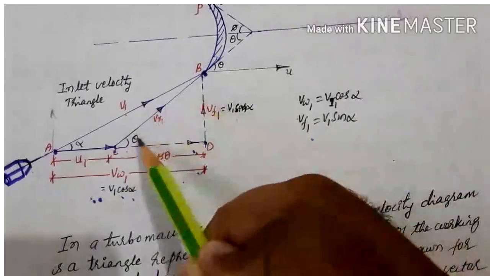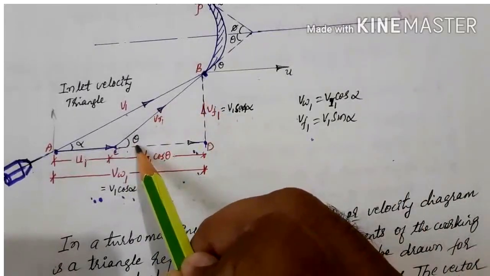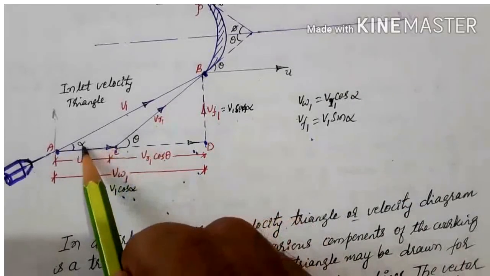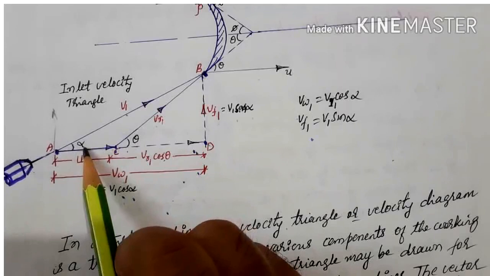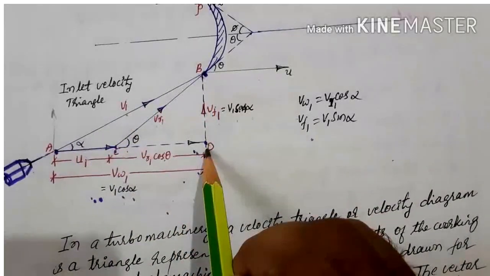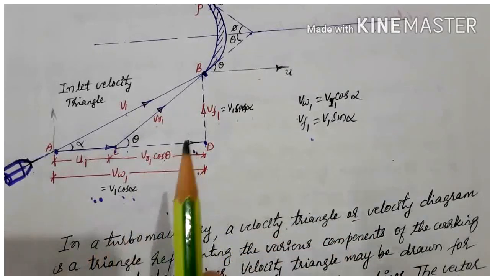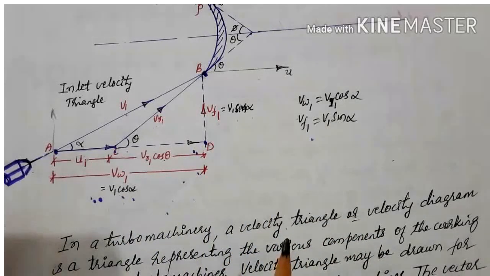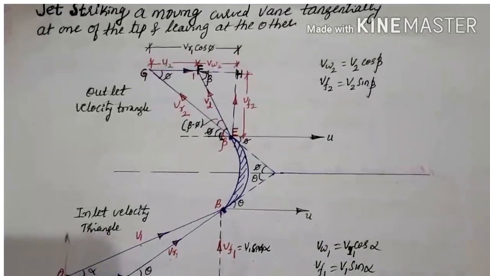And this VR1 makes an angle of theta, that is the vane angle at inlet, and alpha is called the nozzle angle or the guide blade angle. So this triangle ABD represents the inlet velocity triangle. I hope you understood this one. Similarly, draw the outlet velocity triangle.